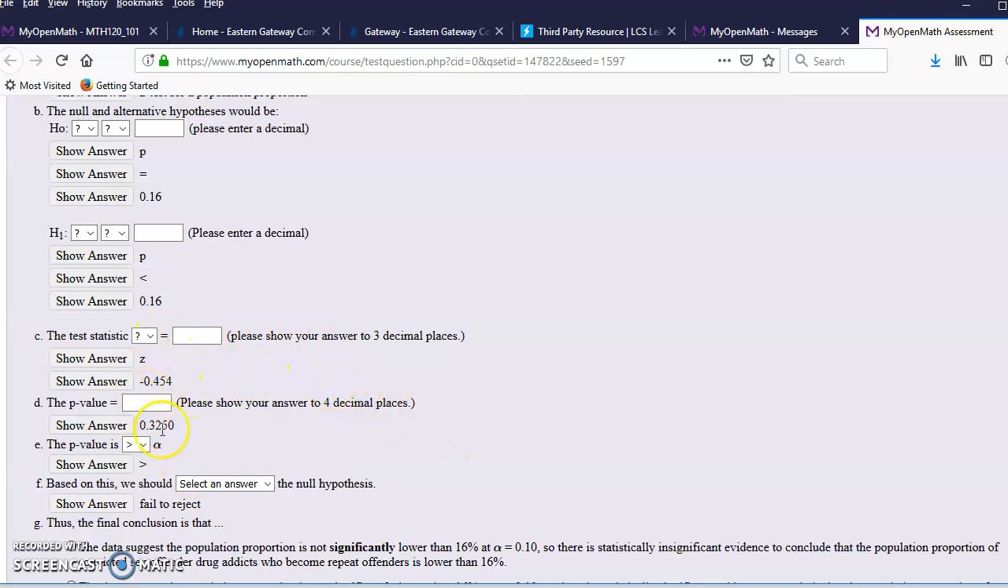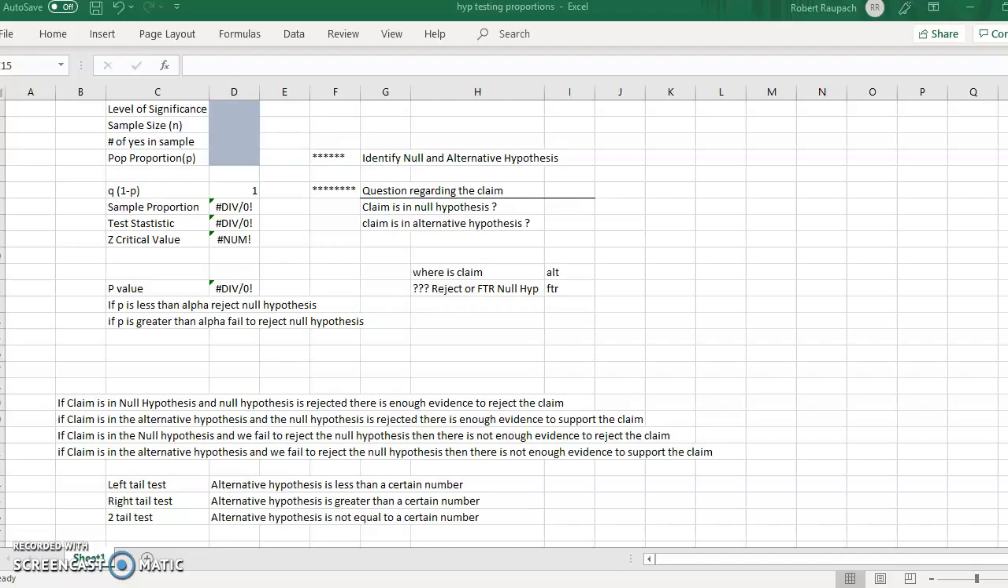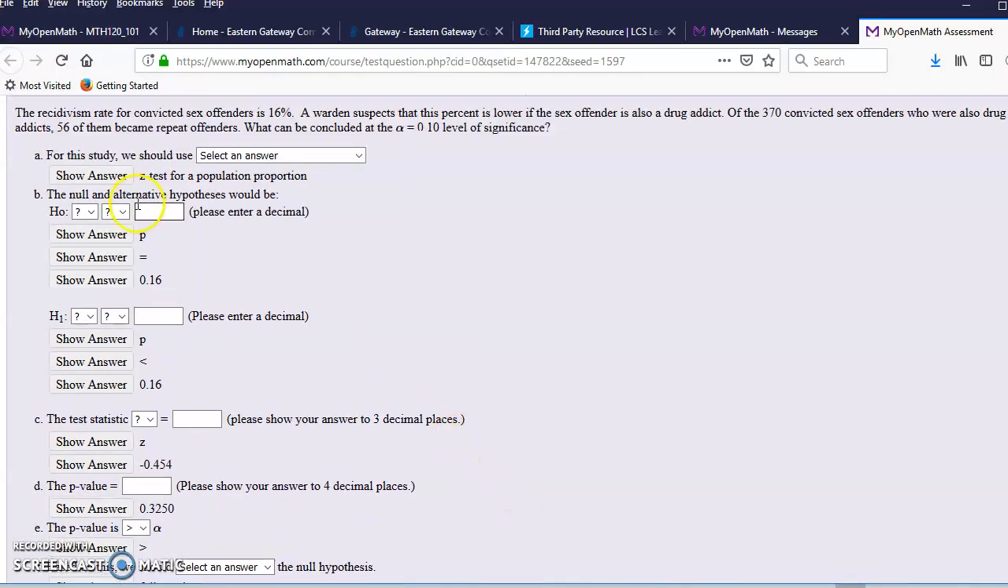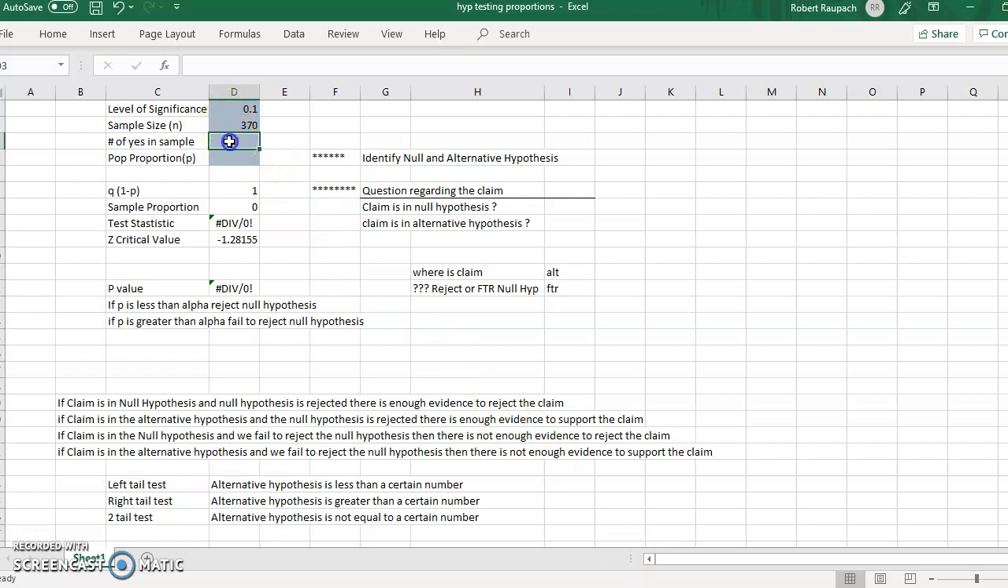So the test statistic, now I also sent you a spreadsheet. The rest, these two answers are going to be spit out for you in a revised spreadsheet that I made. Okay, so level of significance is 0.1. Sample size was 370. Number of yes was 56, and the population proportion, which is what they originally say, is 0.16.